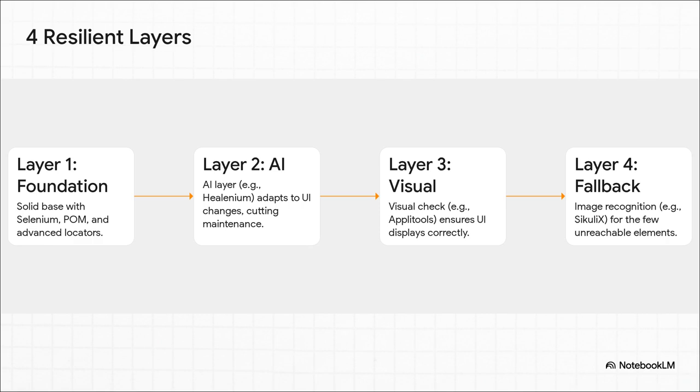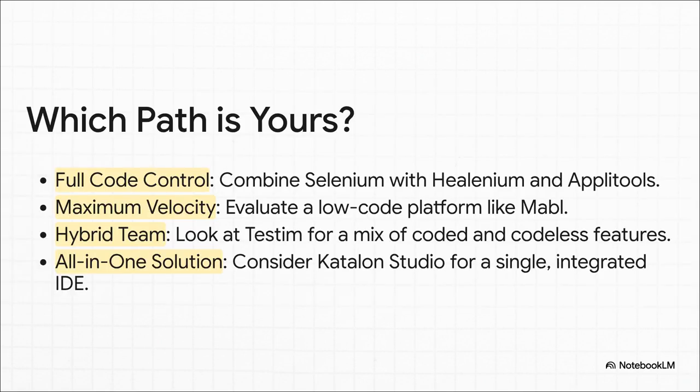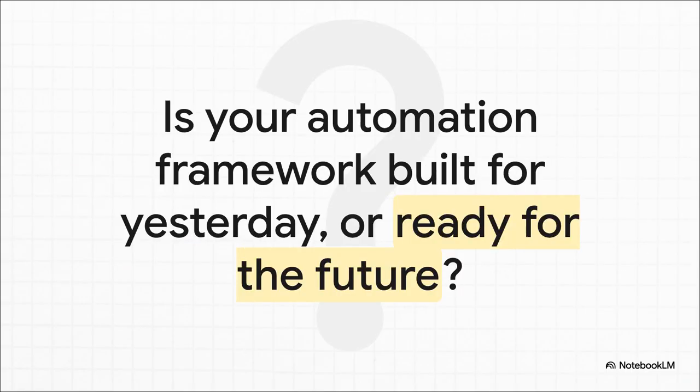But of course, this blueprint isn't a magic formula you can just copy and paste. The path that's right for you is going to depend entirely on your team's specific skills, your budget, and of course, your project's goals. So it really all comes down to this one question. By adopting this kind of multi-layered, intelligent approach, you can finally stop fighting with flaky tests and start building an automation suite that is just as resilient and dynamic as the applications you're testing.